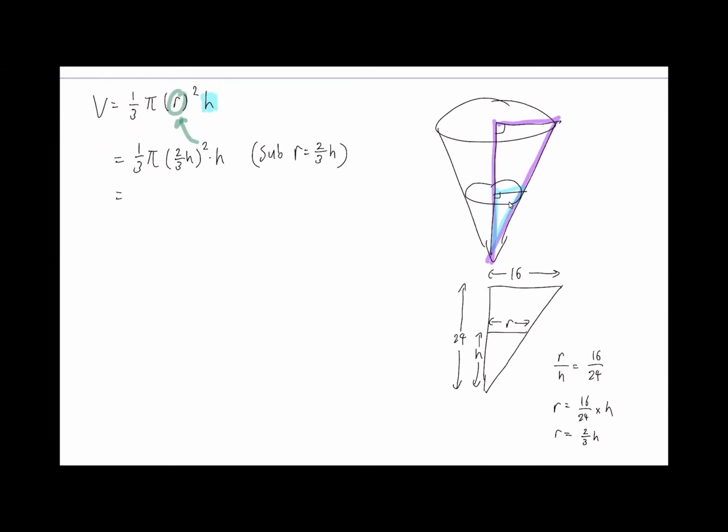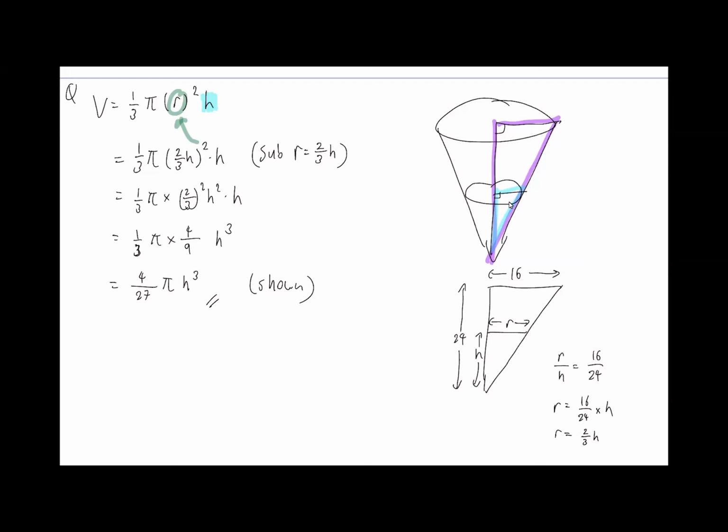Then from there you can simplify it. 1/3 pi times 2/3 H bracket squared means 2/3 squared H squared, right? And times H. H squared times H is H cubed. Then the rest is 1/3 times 2/3 squared. 2 squared is 4, 3 squared is 9. So 1 times 4 is 4, 3 times 9 is 27. The pi is outside, because it's essentially pi over 1, so you can put it at the right side. Don't forget the H cubed. Then you're done: volume in terms of H. Is that okay?